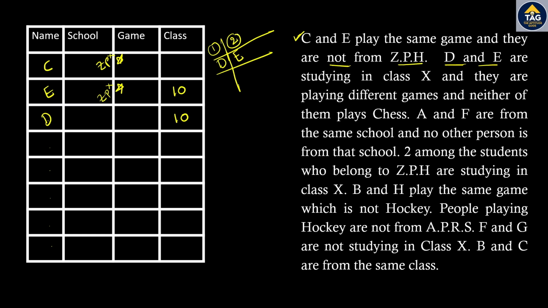So let us name it as school 2. Guys, I am sure we have 3 schools. As the name is not mentioned here and we cannot predict the name, let me assign numbers for the 3 schools. I'm not saying the first one is APRS, ZPH, or KV. But I can definitely tell you that among those 3 schools, D belongs to one of the schools to which E doesn't belong. D and E are from 2 different schools, and these 2 are studying in class 10. They are playing different games. So only based on this, we got to know that these 2 are from different schools.